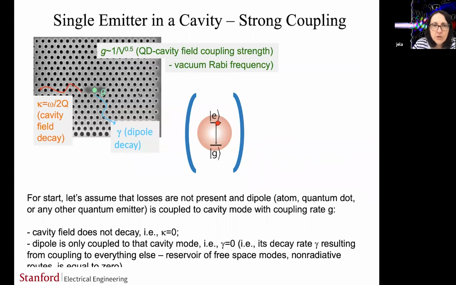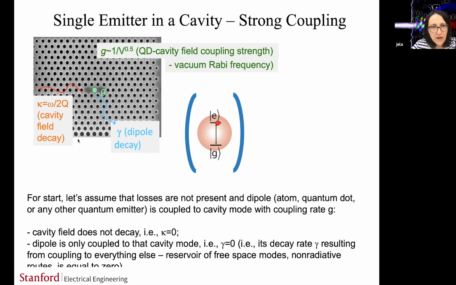This is the regime in which the coupling strength G, the same G that we have in the interaction Hamiltonian, in units of angular frequency, dominates over all the losses of the system. And losses of the system typically can be grouped in two categories.